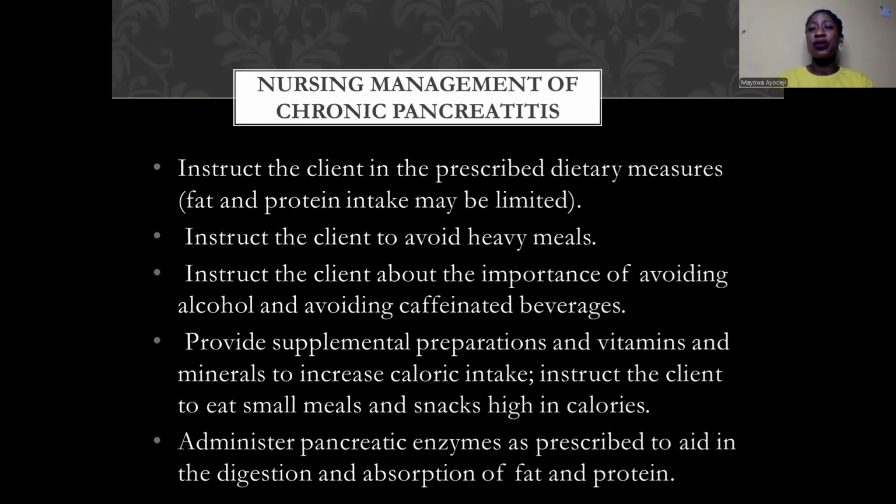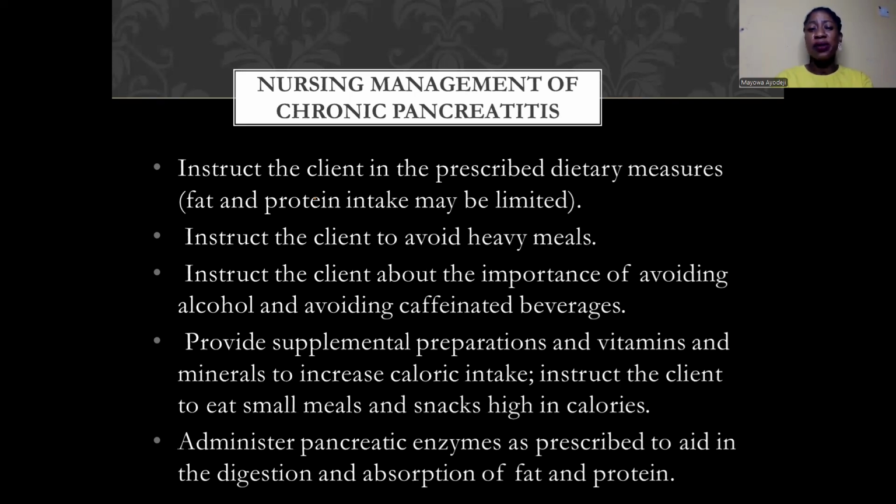So now let's go to nursing management of chronic pancreatitis because they're a little bit different from each other. You have to instruct the client in the prescribed dietary measures. Fat and protein intake should be what? Should be limited. If this patient takes fatty food, how do you expect this patient to get the food digested? So you have to limit it because once this patient takes fatty food, what happens? Their pain becomes what? Aggravated. Their pains become aggravated. And I think you know the why from the pathophysiology that I explained earlier. Then instruct the client to avoid heavy meals. Patient has to what? Avoid heavy meal.